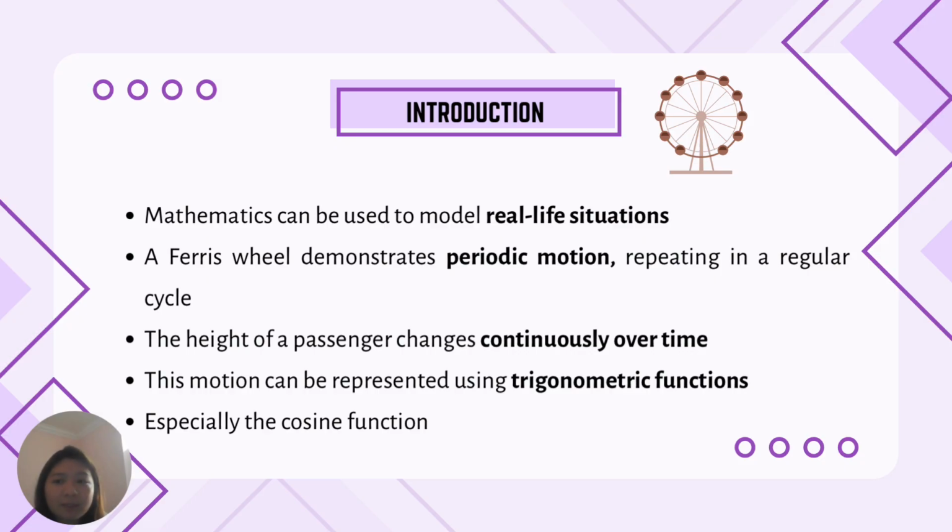At first, mathematics is not only a theoretical subject, but it can also be used to model a real-life situation. One example is the motion of the Ferris wheel, which demonstrates periodic motion, meaning it repeats a regular cycle. As the Ferris wheel rotates, the height of the passenger changes continuously over time in a smooth pattern. This type of motion can be represented using a trigonometric function, which is suitable for modeling repeating patterns. In particular, we will be using the cosine function in this project.